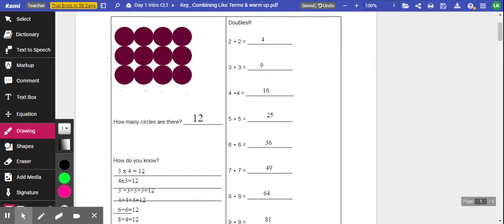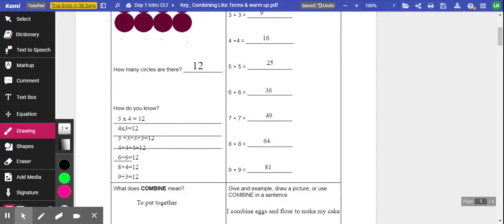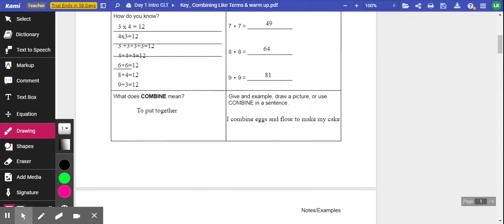We're going to be learning some strategies to be combining things to make them a little bit simpler. Doubles. So 2 times 2 is 4, 3 times 3 is 9, 4 times 4 is 16, 5 times 5 is 25, 6 times 6 is 36, 7 times 7 is 49, 8 times 8 is 64, 9 times 9 is 81. Bottom two problems.